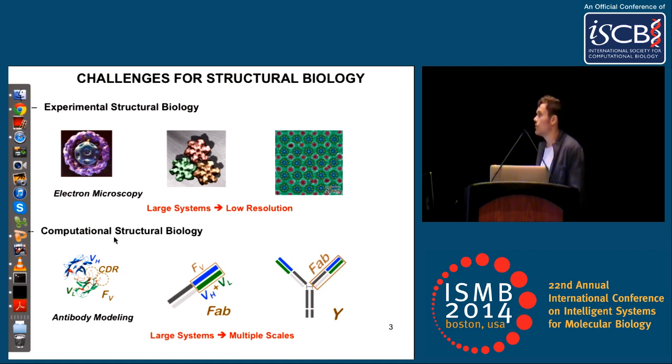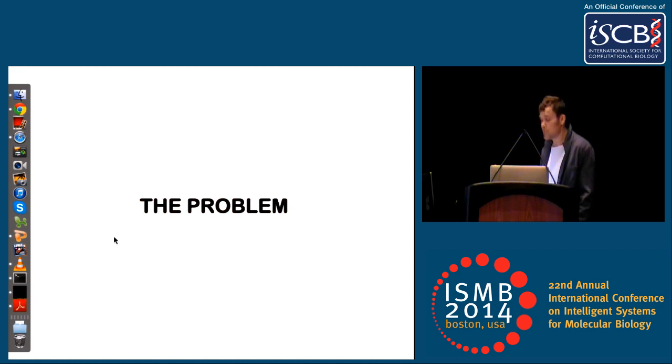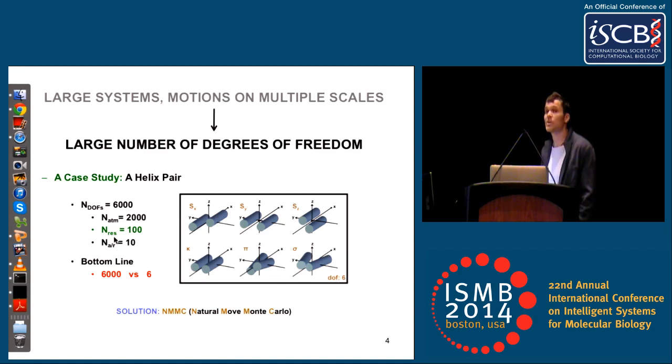But we do have to face our own challenges because, since there are large systems, we have multiple scales. If you want to model, there is an example here from an antibody. You could see that there are CDR regions, Fab regions, and the entire Y shape of the antibody. There are different structural motions occurring at different levels, and it's a big challenge to model them. And when you try to do that, you are going to experience some problems, and some of them are related to the large number of degrees of freedom we have to deal with.